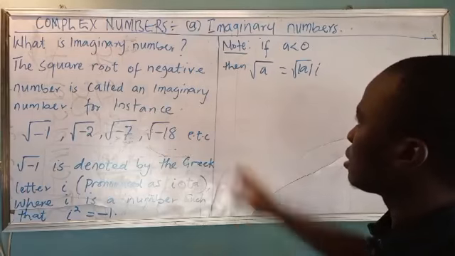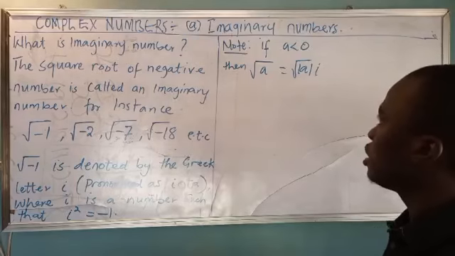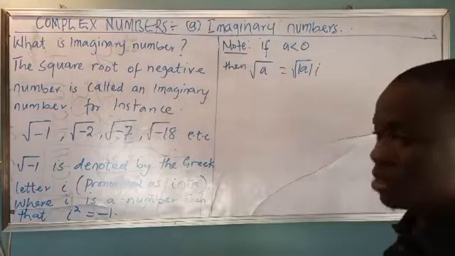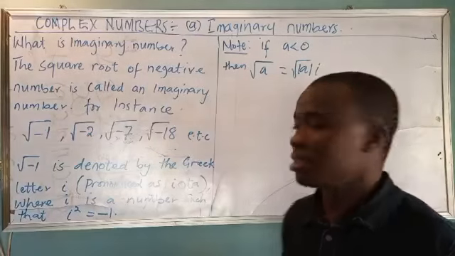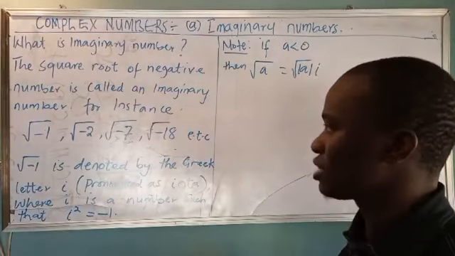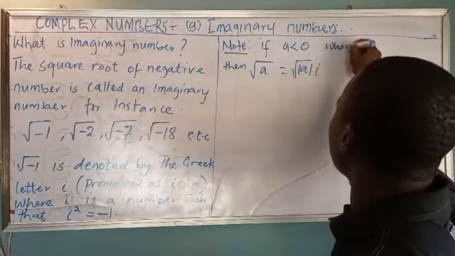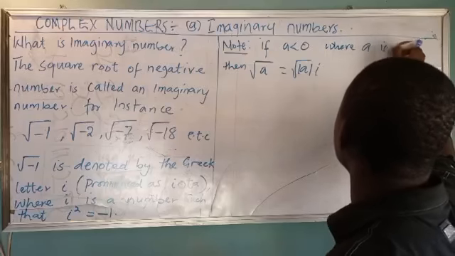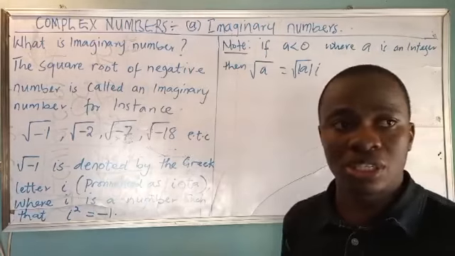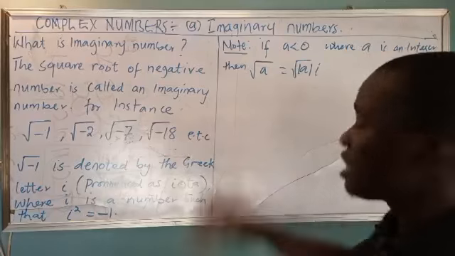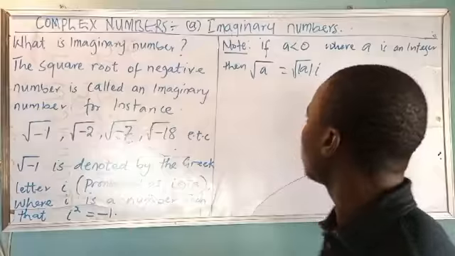This is what will be telling you what to do. It's like a rule: if a is less than 0. When you say a is less than 0, a is just an integer, a natural number. A can take the form of any number, that is 1, 2, 3, and so on.